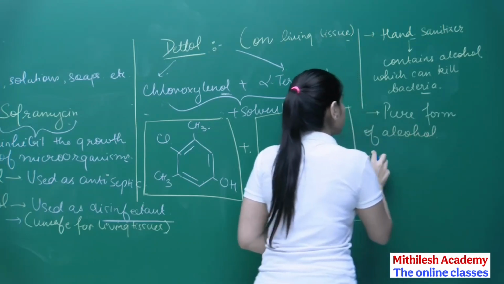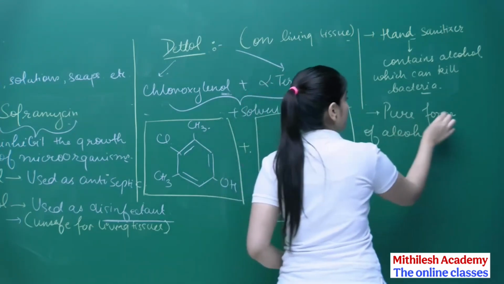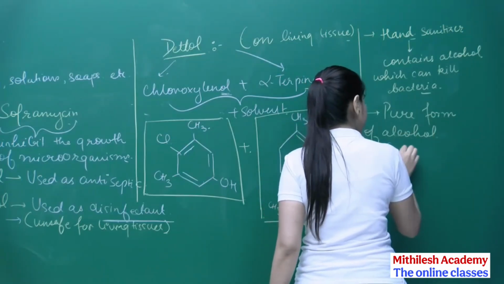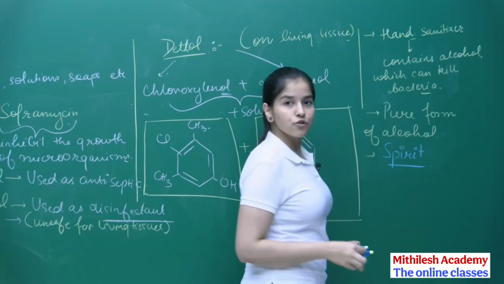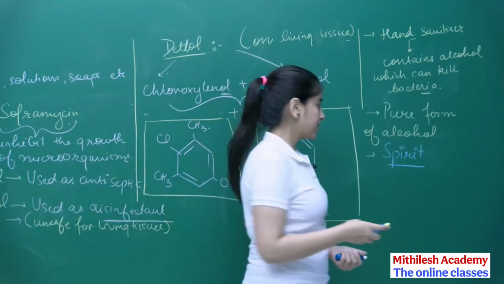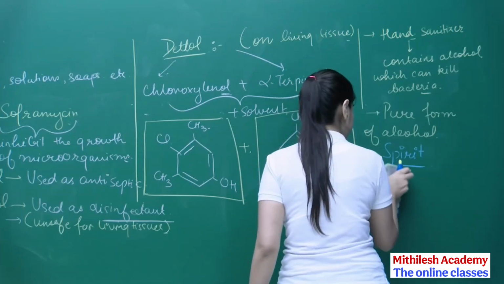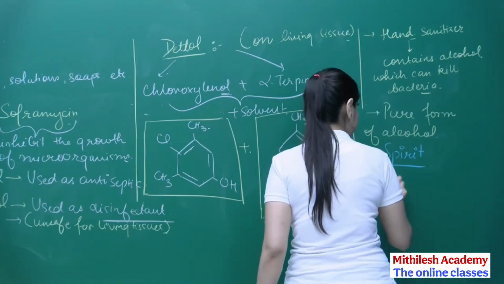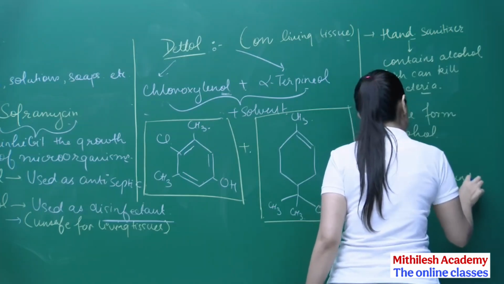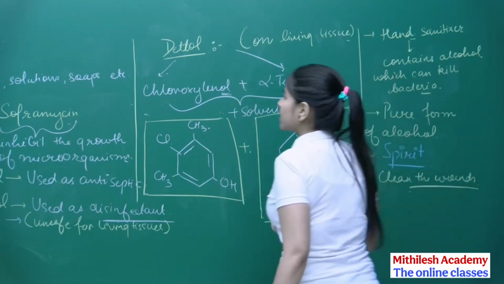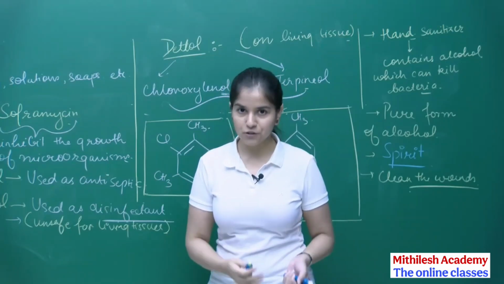Here I am giving you the general examples in order to make you understand what actually the antiseptics are. So, pure form of alcohol, that is the spirit. And spirit is also used to clean the wounds. So I hope you all are now getting the idea about how antiseptics actually work.